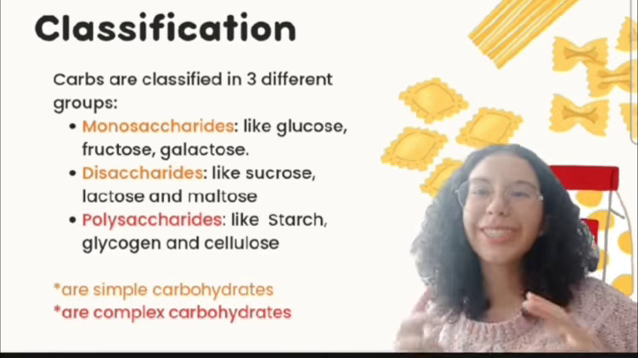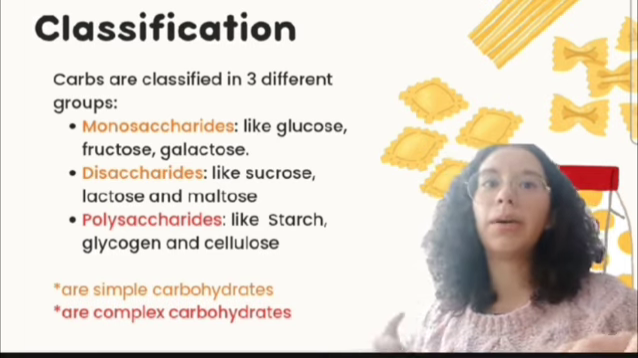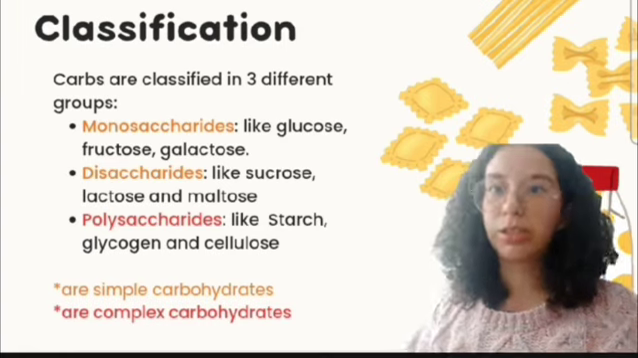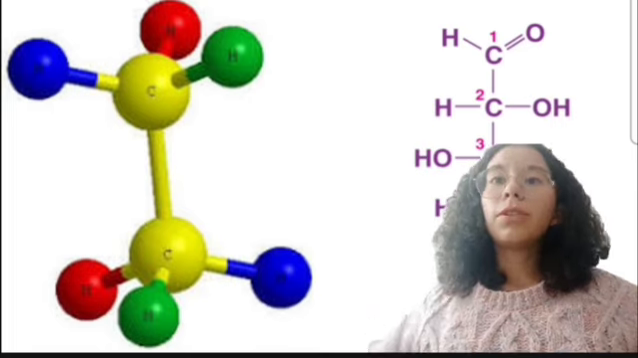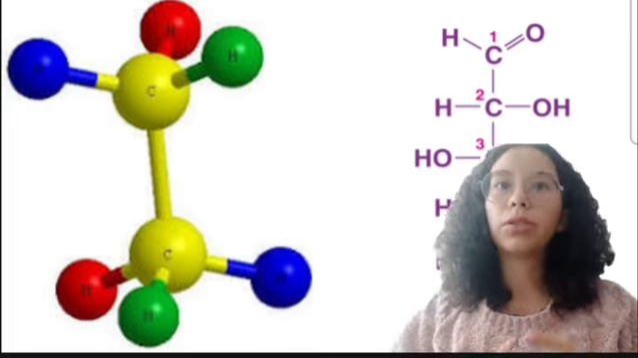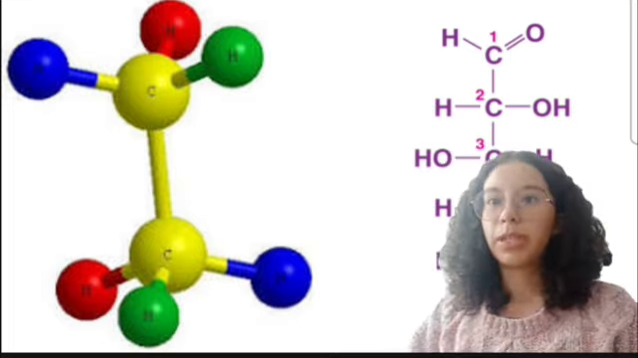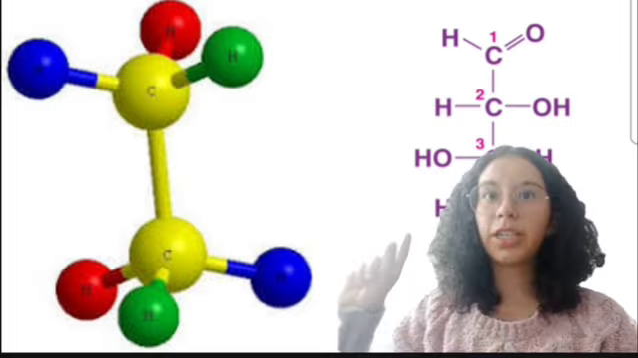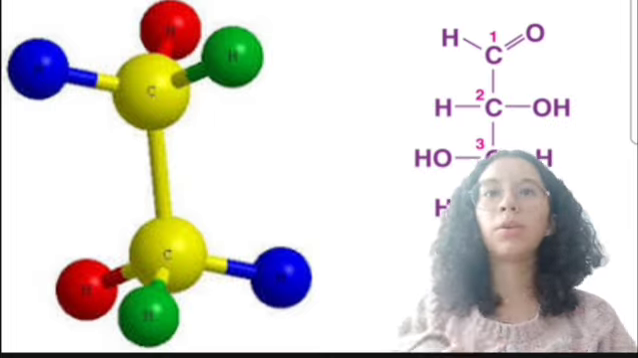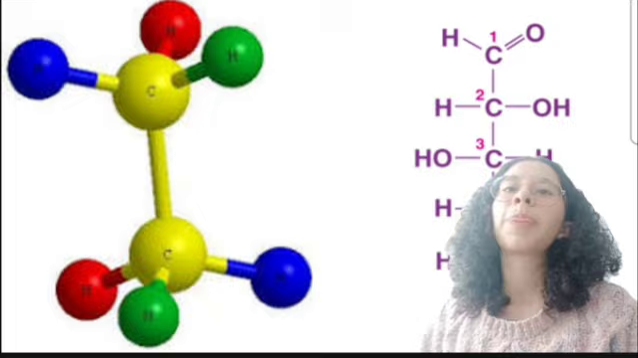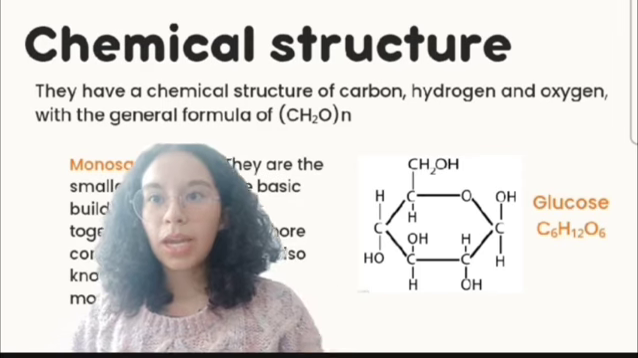And what does that mean? I'm going to explain that by showing you the different chemical structures. So first of all, the carbohydrates have a chemical structure of carbon, hydrogen, and oxygen that follows the general formula of C in a ratio of 1, H in a ratio of 2, and O in a ratio of 1 as well. Okay, so first of all we have monosaccharides.